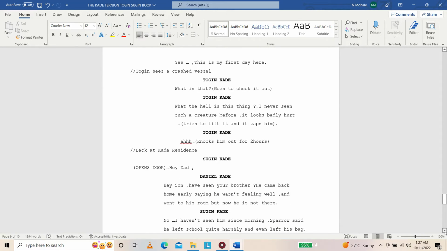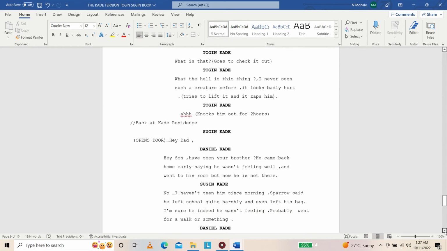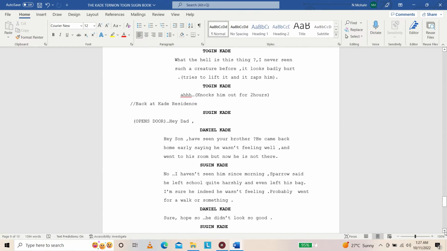And now Tujin, remember, he's on a walk. He was just remembering those things. And now he sees a crashed vessel in the woods where he's walking. He says, what is that? And he goes to check it out. When he gets there, he sees this thing. What the hell is this thing? I've never seen such a creature before. It looks badly hurt, and he tries to lift it, and that thing zaps him at the shoulder, and he screams, like anyone would if something zapped them. And it knocks him out for 2 hours.